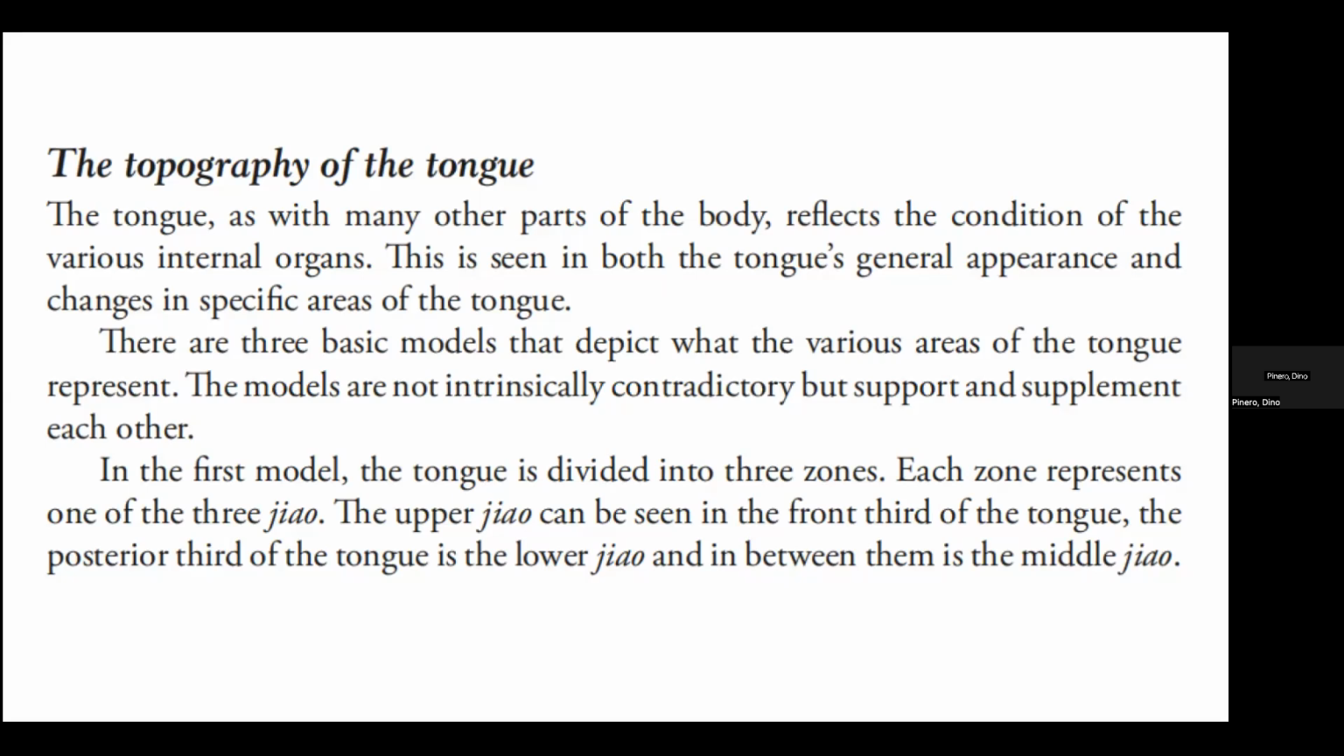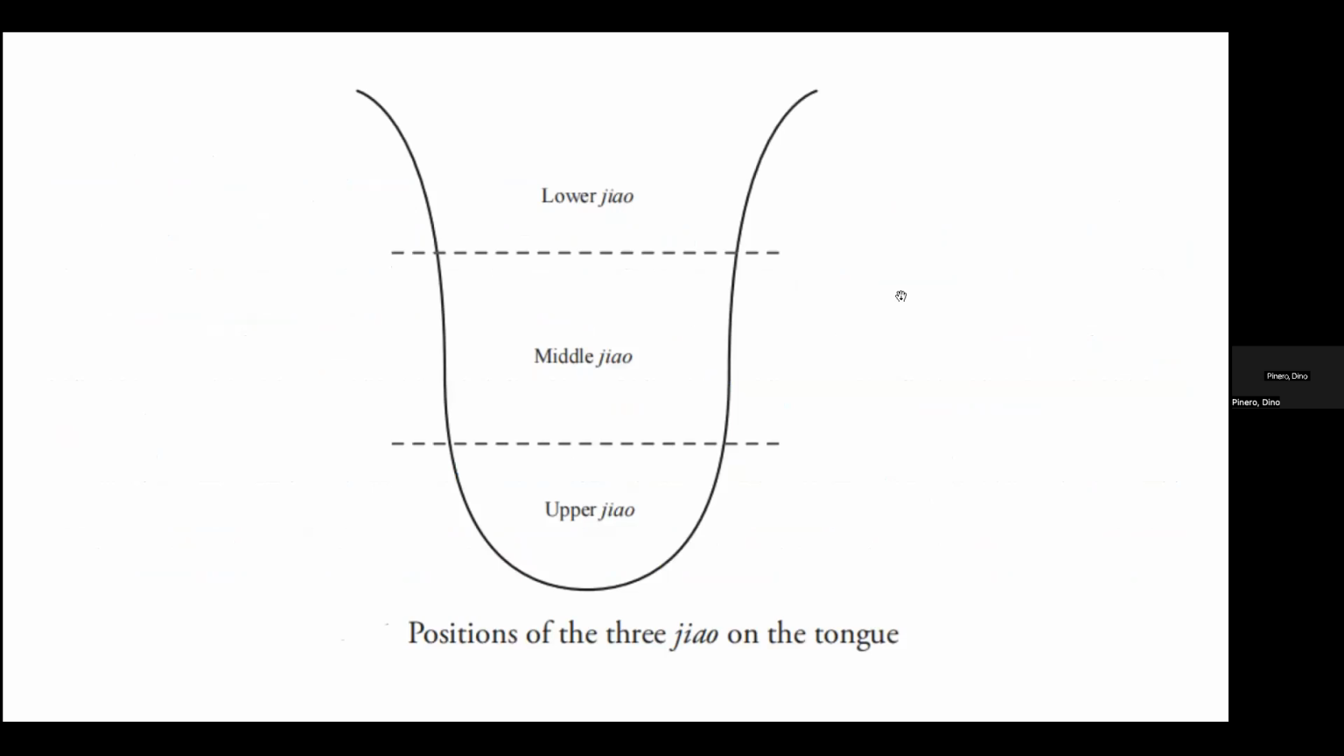So we have the first model. The tongue is divided into three zones. Each zone represents one of the three jiao. The upper jiao can be seen in the front third of the tongue, yung nasa front po ng dila. The posterior third naman of the tongue is the lower jiao. So we have the lower jiao, yung likod po ng tongue, and in between them is the middle jiao. So here, yung illustration, yung lower jiao, yung likod, and the upper jiao is the front ng tongue, and we have the middle jiao in between the two. So ito po yung three jiao sa tongue.